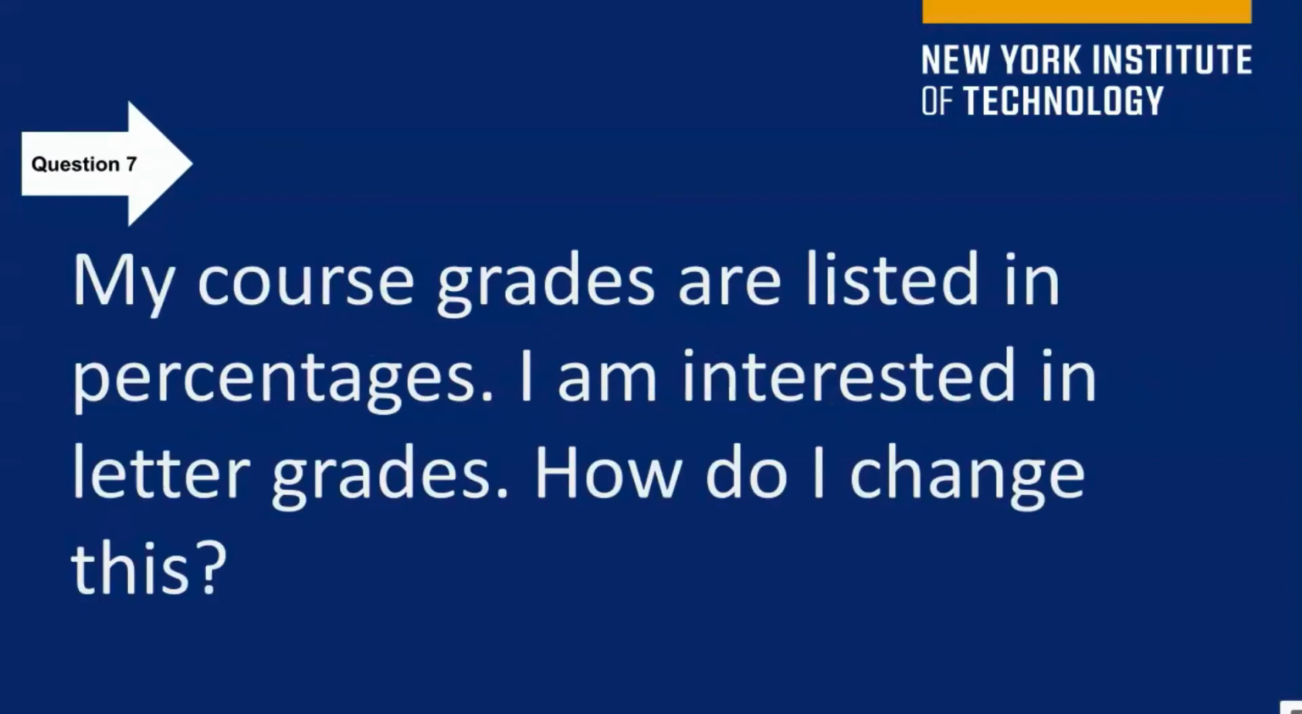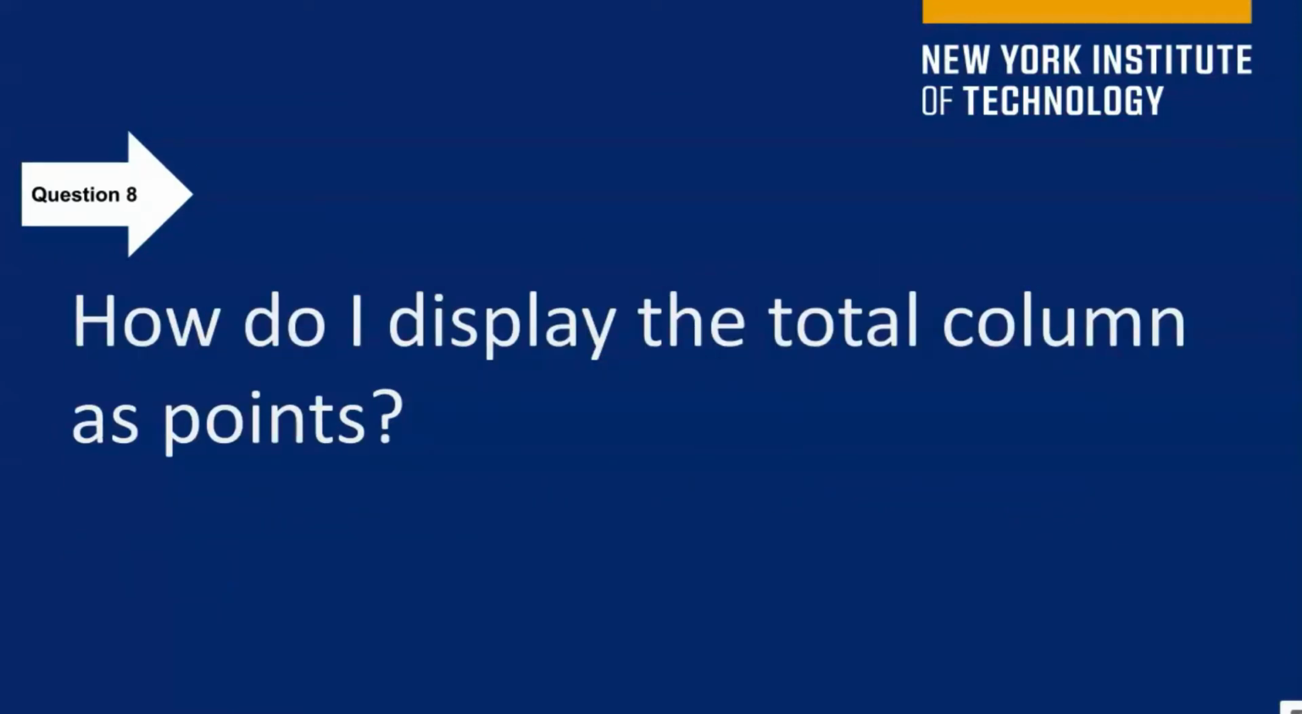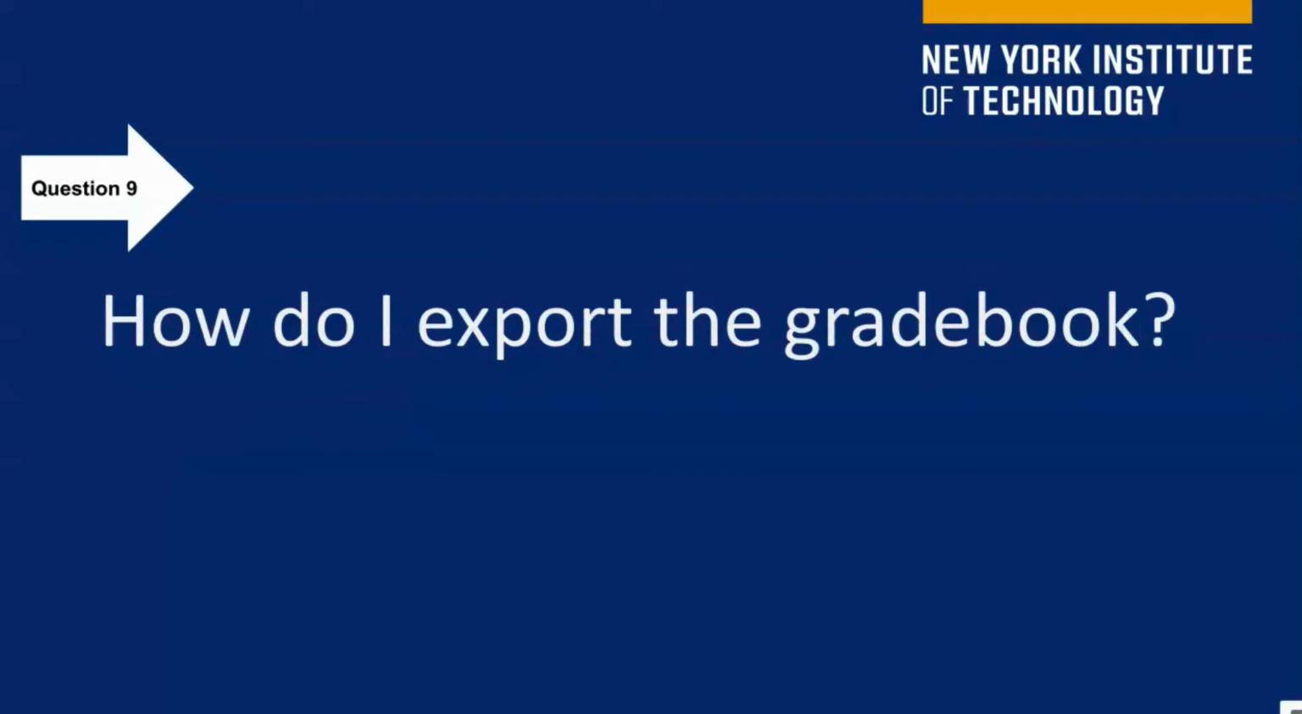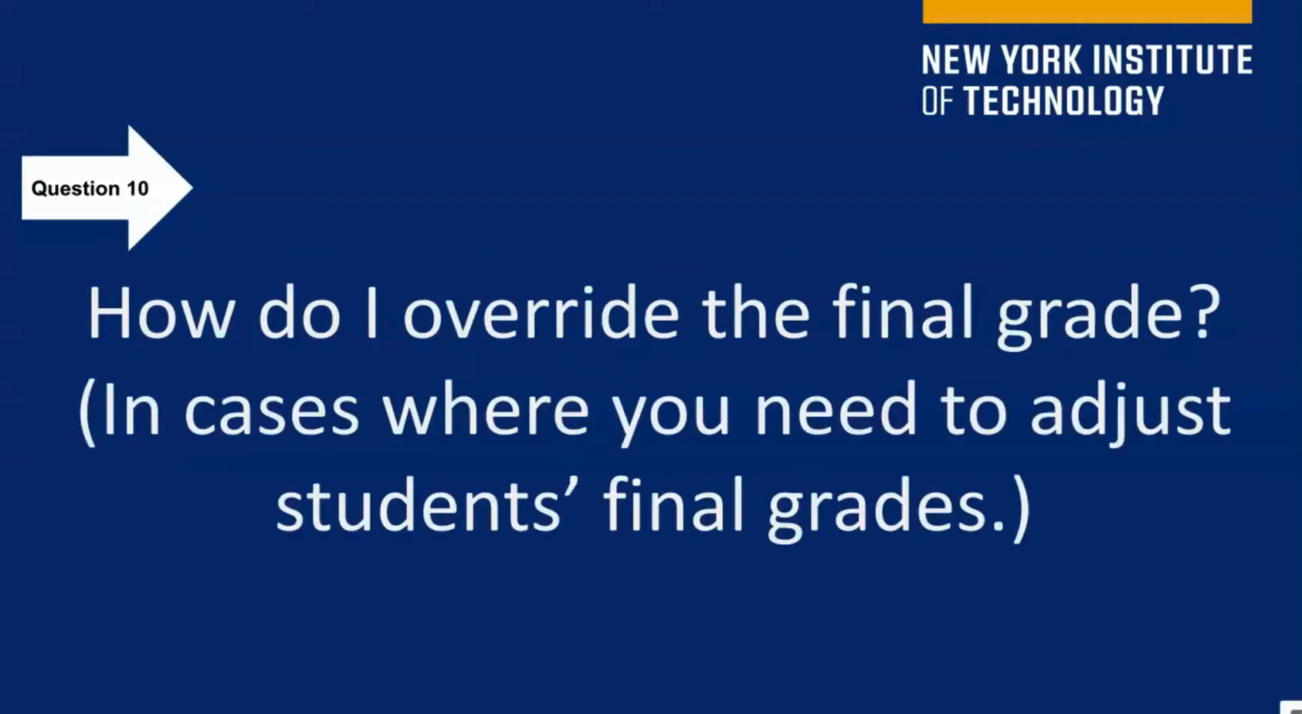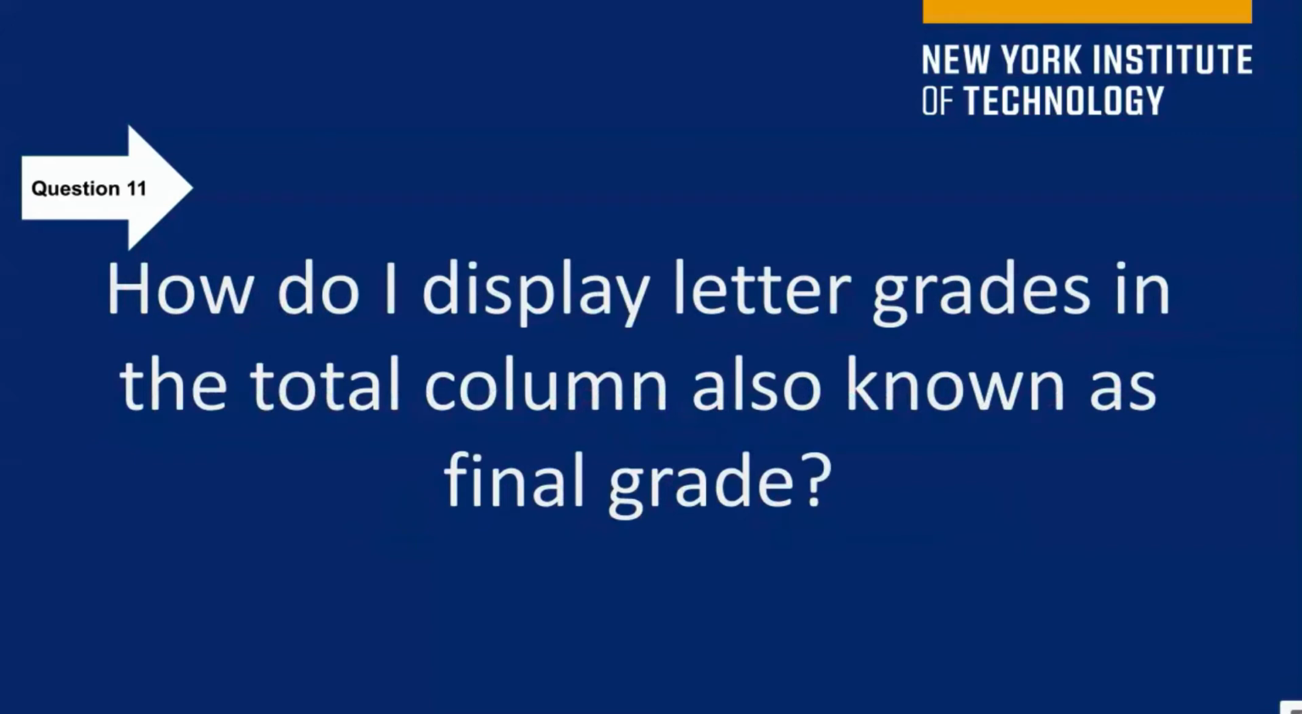Question 7. My course grades are listed in percentages. I am interested in letter grades. How do I change this? Question 8. How do I display the total column as points? Question 9. How do I export the gradebook? Question 10. How do I override the final grade in cases where you need to adjust the student's final grades? Question 11. How do I display letter grades in the total column, also known as final grades?